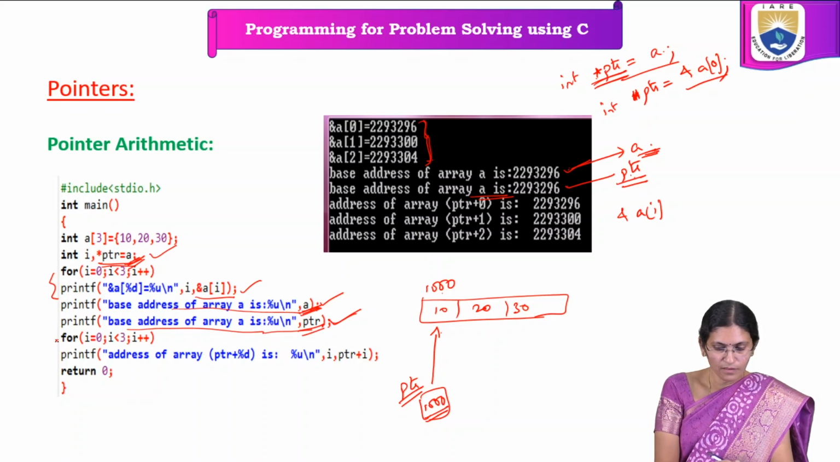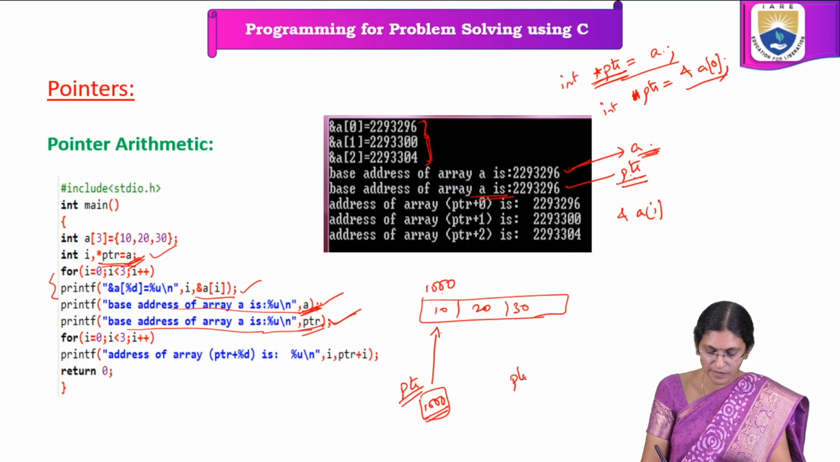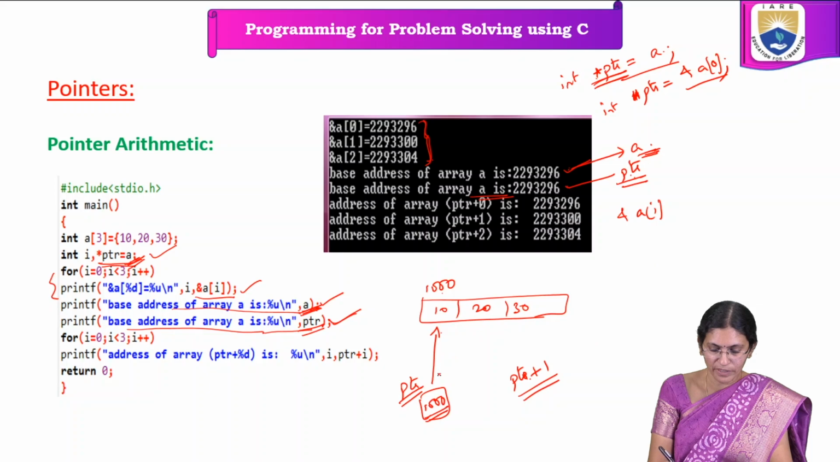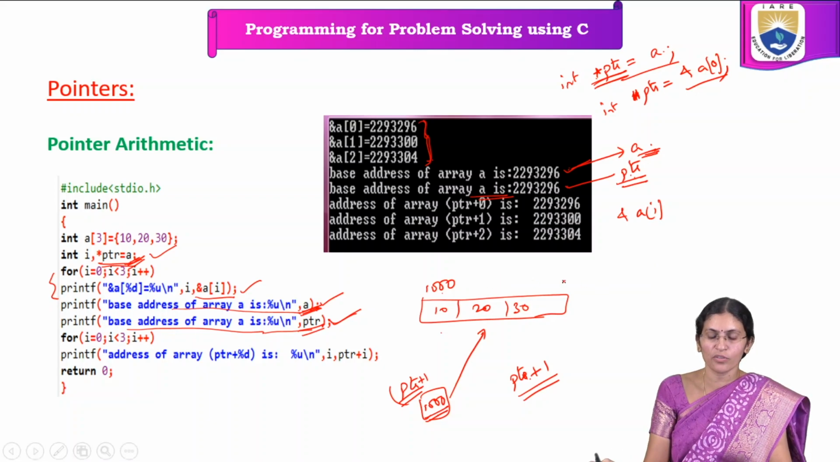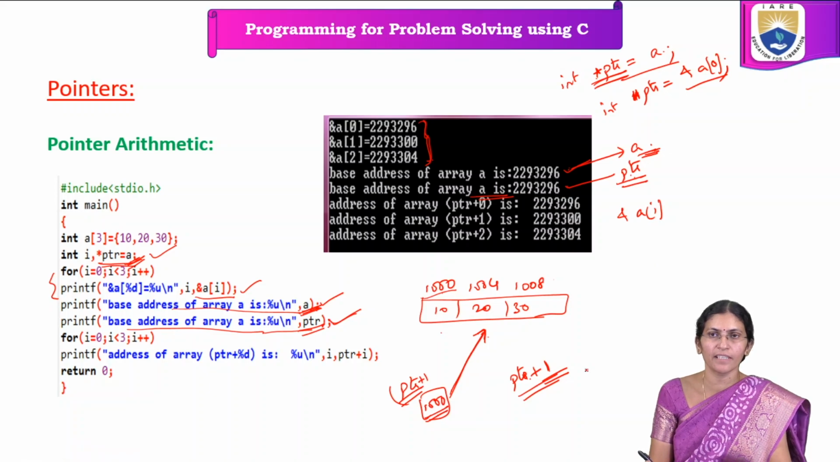Now if you want to print the address of the second element of the array, what you have to do is increment this PTR value by 1. So when you do PTR plus 1, it will point to the next element of the array. Suppose the array elements are stored in contiguous memory locations: if this is 1000, this will be 1004, and this will be 1008. So PTR plus 1 will point to the second element, the next element of the array.